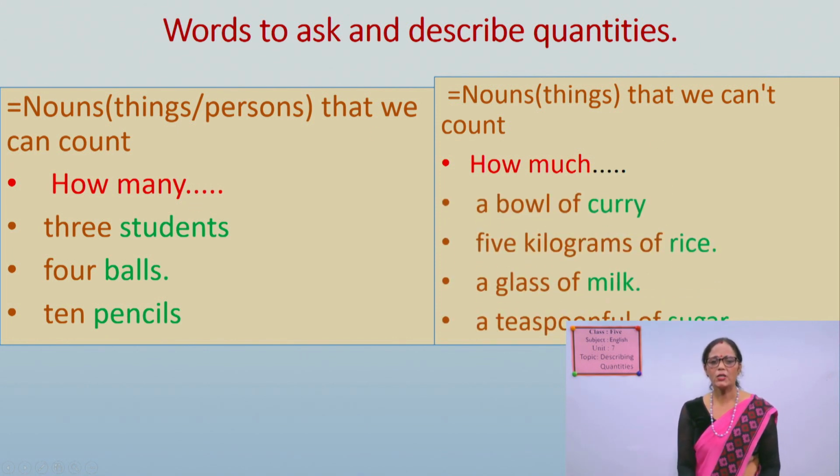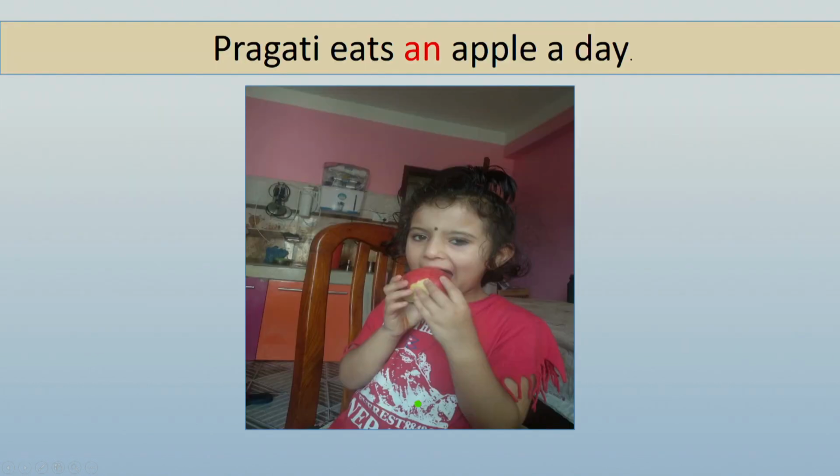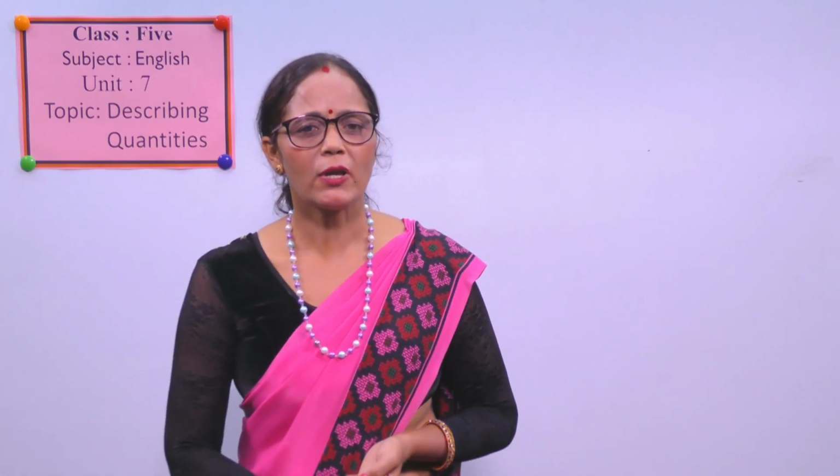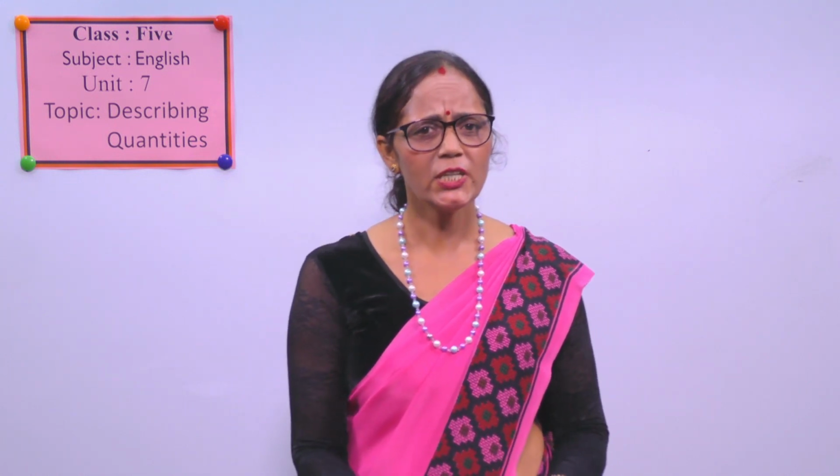Curry, rice, milk, sugar, they are green. Can we count curry, rice, milk, sugar? Can we? No. We can only measure them, we can't count them. Now, tell me, what can we count and what we cannot count?